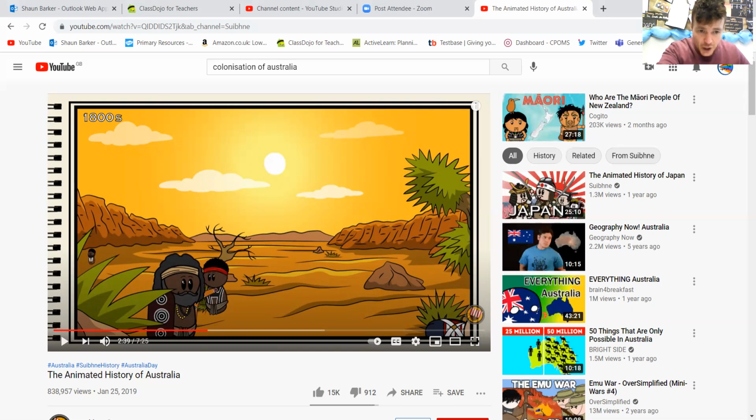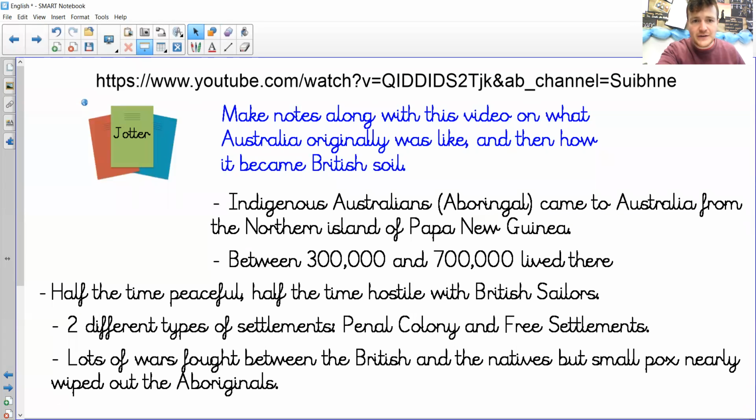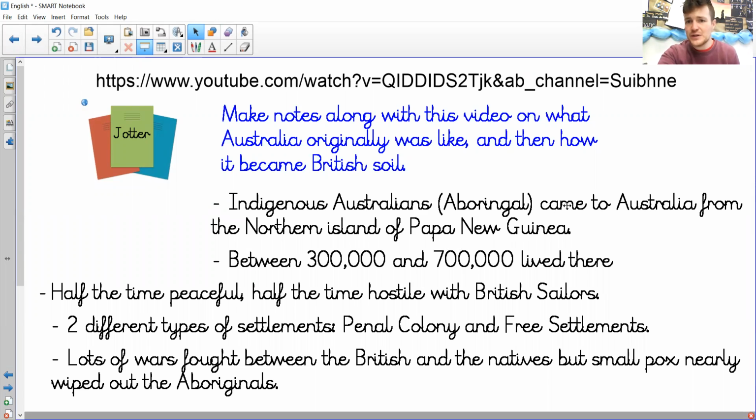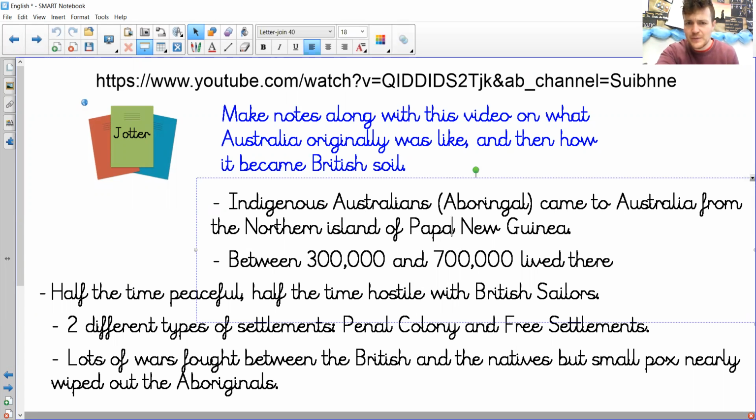So hopefully you've made quite a few notes as we went ahead there. Let me just swap the screen I'm sharing. There we go. And these are some of the notes that I made. So Indigenous Australia's Aboriginal came to Australia from the northern island of New Guinea. It wasn't Papua New Guinea, so it's just New Guinea. So I just need to change that.